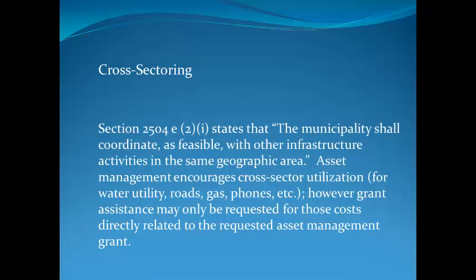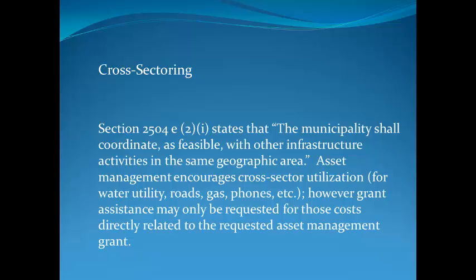Cross-sectoring. Cross-sectoring is an important aspect of asset management planning, and we encourage all municipalities to cross-sector not only with outside municipalities in sharing certain types of components, certain types of software, those kinds of things, but also within the municipalities. For example, if the applicant wants to use SAW asset management plan money to do an asset inventory using GIS equipment, they're going to be walking down a street and they'll be picking up the manholes and catch basins for that inventory.